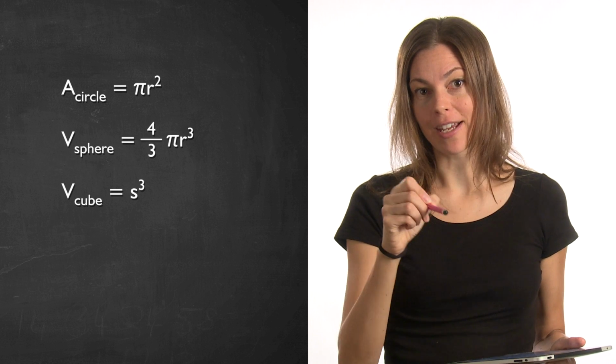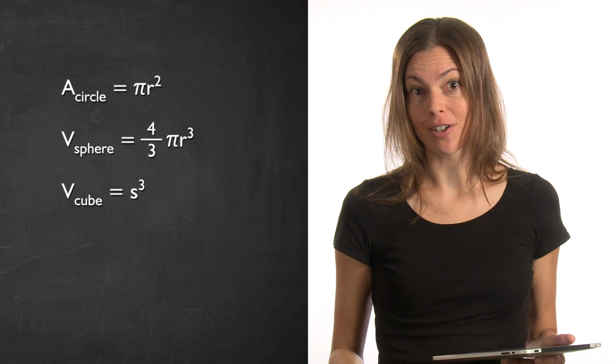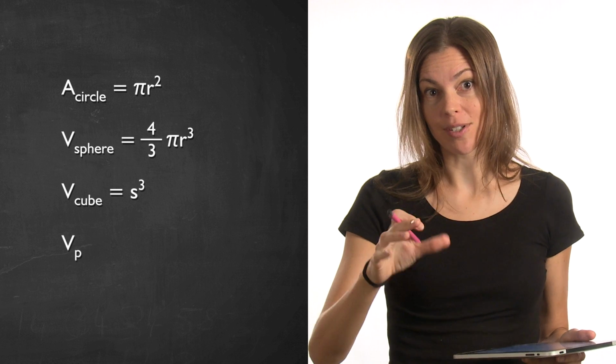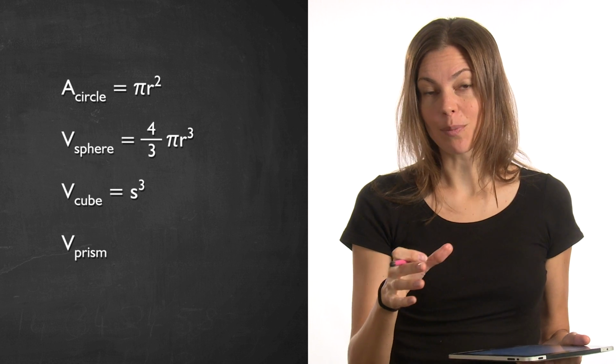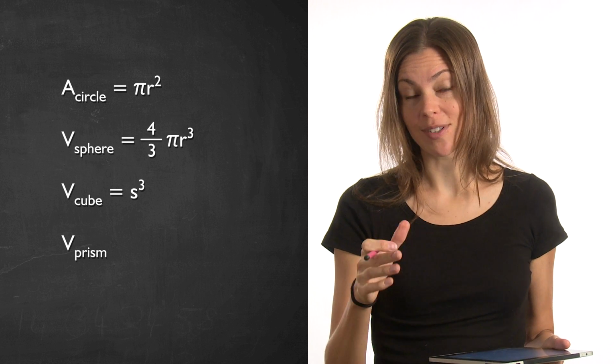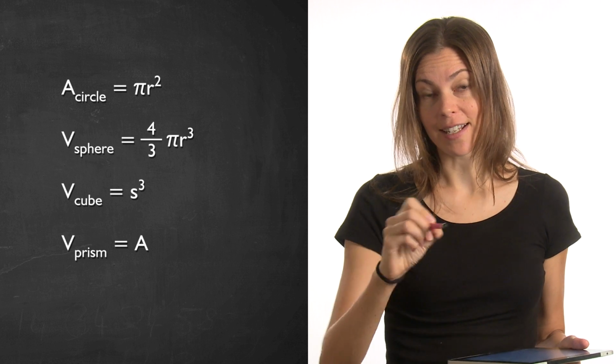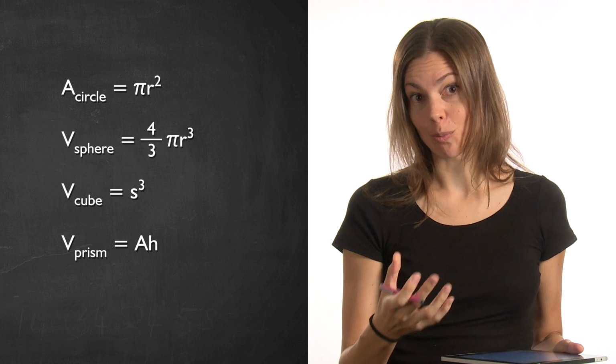So you would take all the sides of the cube times each other, and we would do the same thing for a prism. So for example, a steak would very easily be simplified to be a prism, where we would take the area times the height, and that would give us the volume of the steak.